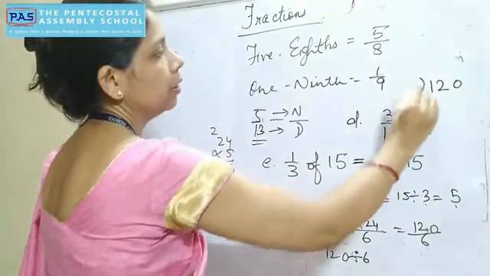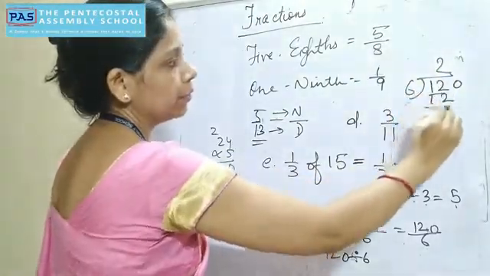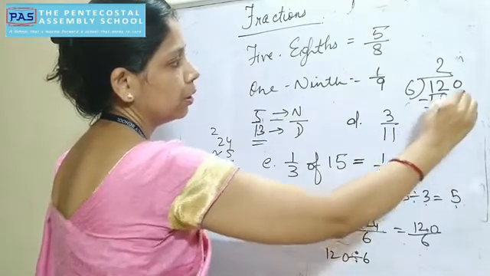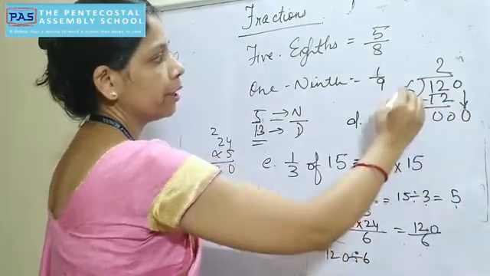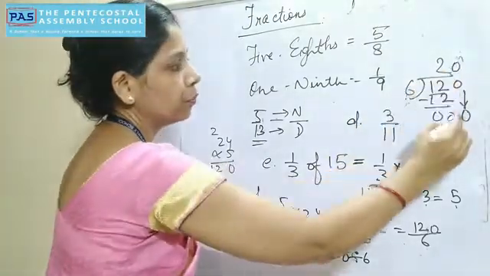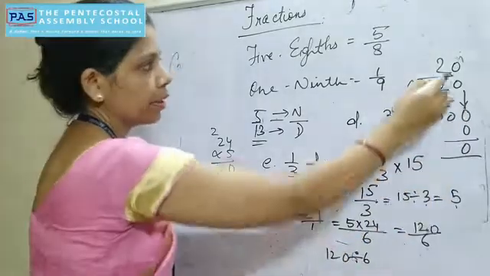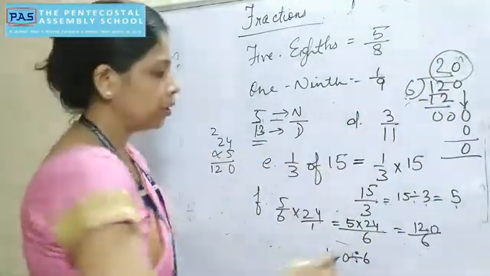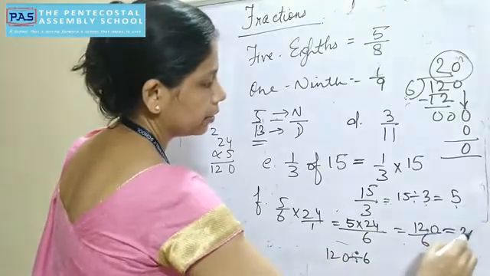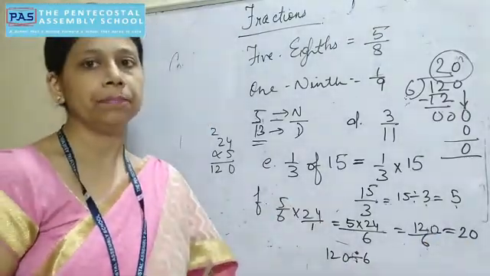Let us do it here. 6 2s are 12, we will take 2 digits, 12. 12 minus 12, 0. This 0 will get down. I hope you remember the multiplication also. 6 zeros are 0, don't forget, everything is interrelated. So your answer is 20. So 5/6 of 24 is 20.